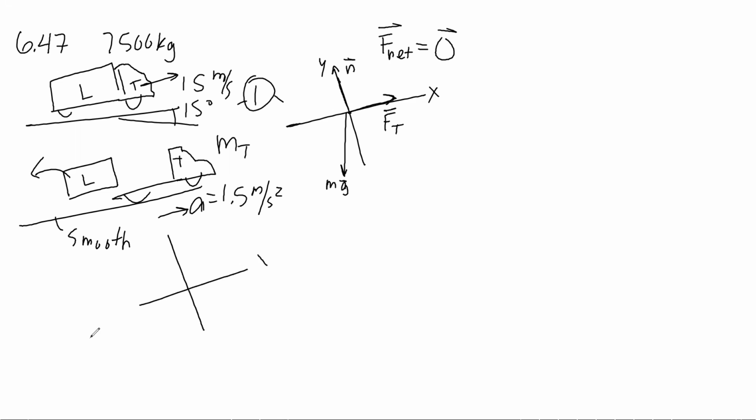You're free to use whatever coordinate system you like, but these are all this axis. It's a little exaggerated for clarity, but it's the standard XY plane, and everything's been rotated by 15 degrees. So I'll delete that. What's the free body diagram look like after the load fell?